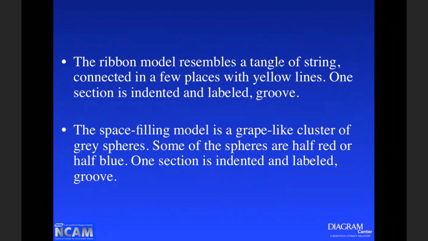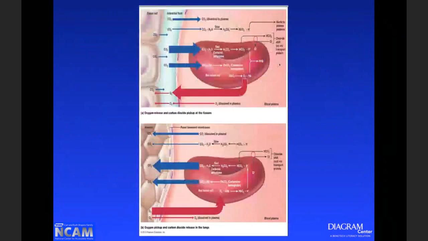So I just love these, so I'll read. The ribbon model resembles a tangle of string connected in a few places with yellow lines. One section is indented and labeled groove. So that way you can integrate the language that's already there for the student into the image description so they feel of a piece. Okay.